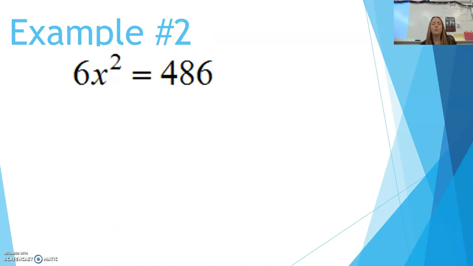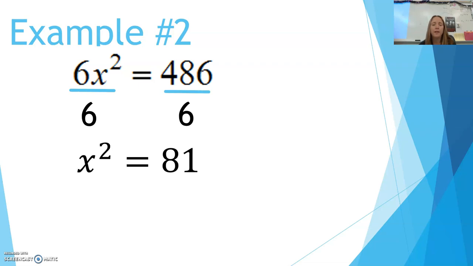Let's do another problem. We'll just do a couple of examples from here on out. So again, our goal here is to isolate the x squared. So with the x squared, we have the 6. So we're going to divide both sides by 6. On the left, we're left with x squared. On the right, we get 81. So this is a nice perfect square.